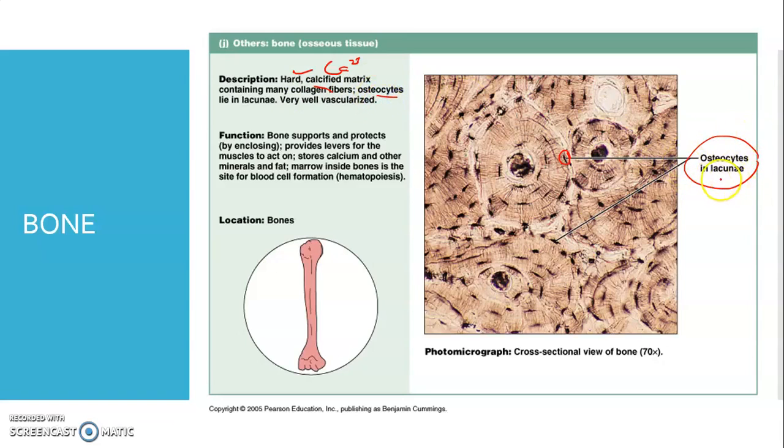Okay, here, in the lacuna, same as the cartilage, and then it's very well vascularized, which means that it consists of lots of blood vessels. The function, of course, is support and protection, because it's quite important for our skeleton in most vertebrates. It stores calcium and some other minerals, and also blood cell formation, which we can call the process of hematopoiesis, that occurs in the bone marrow.